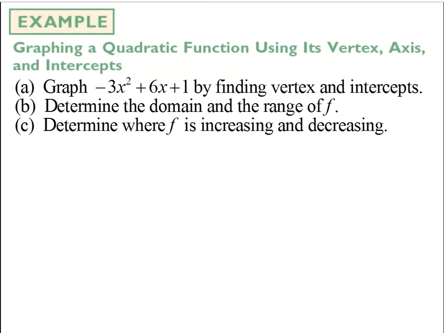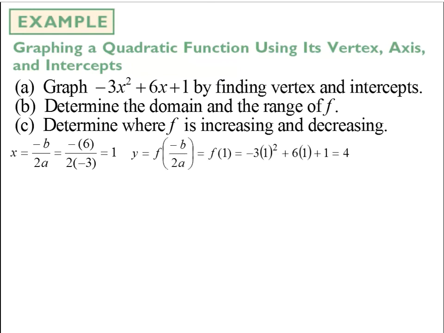We're going to talk about increasing and decreasing. So the first thing I'm always going to do is find the vertex of the parabola. I'm going to take negative 6 over 2 times a, and that's going to give me 1 as the x-coordinate of my vertex. Then I'm going to plug 1 back into the equation and find the y-coordinate of the vertex. In this case, y equals 4.